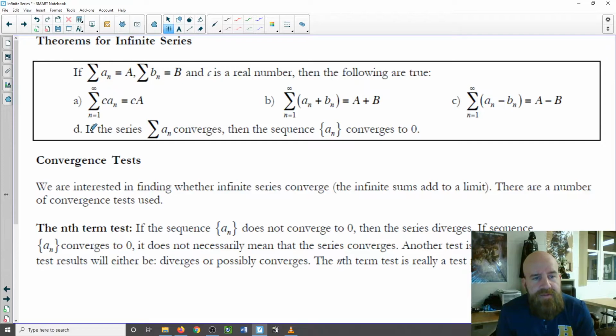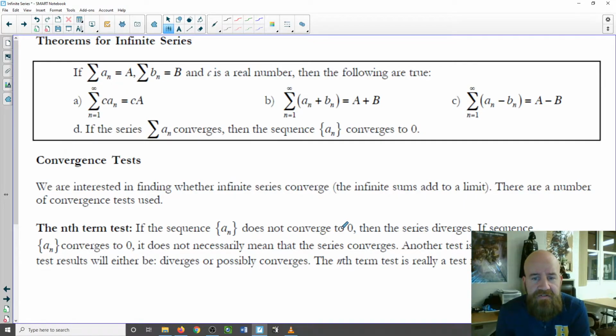The big one here, the one we really need to remember, is if the series converges, then the sequence converges to 0. Okay? So if we find that the series converges, we can say that the sequence converges to 0. Alright? The nth term test, that's what we're doing. That's going to be our first move for the next unit and a half. The nth term test is just running that limit as n goes to infinity.